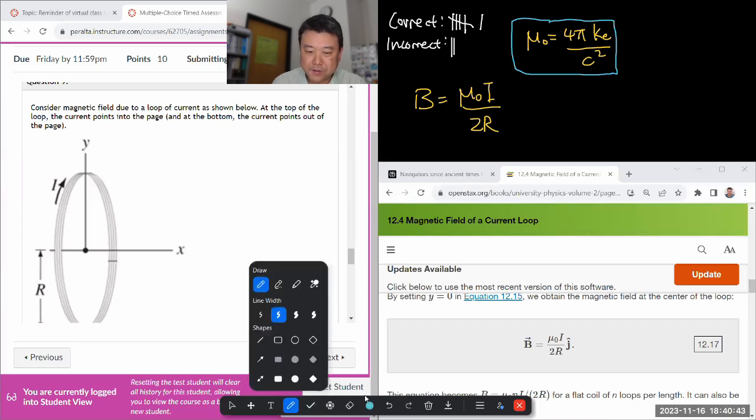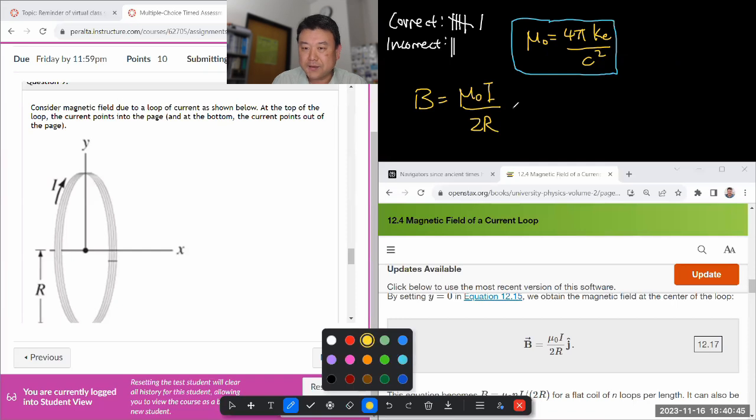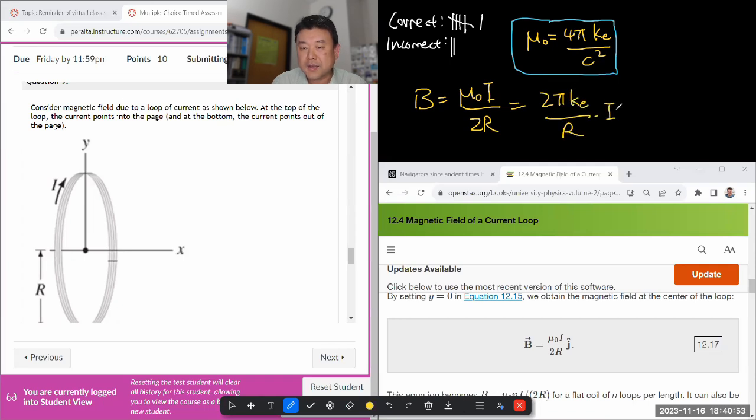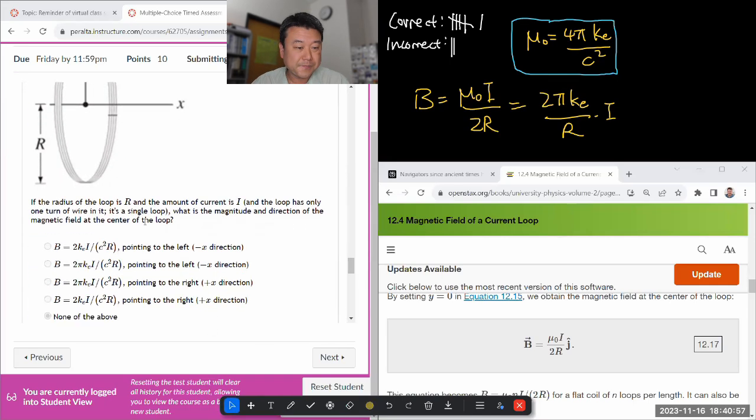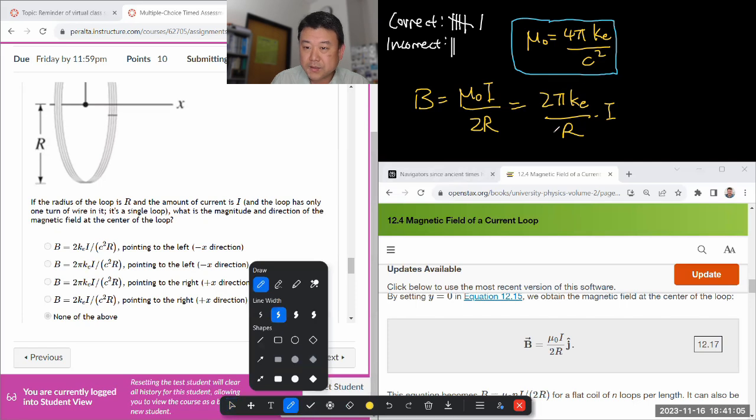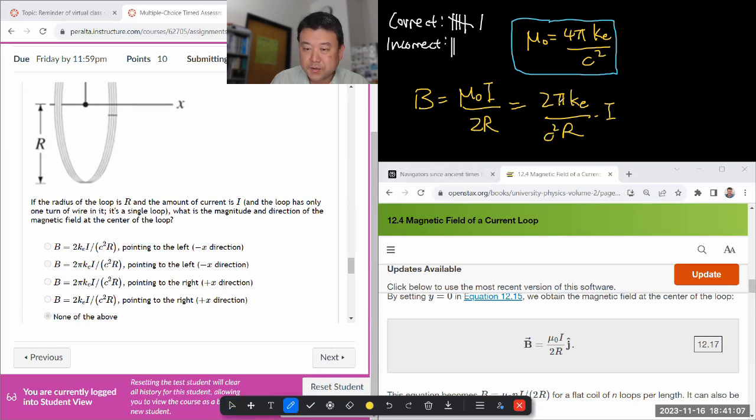Then when I work through this, now what I have is plugged in, 2 cancels out 4, so 2 pi Ke over R times I. That should be the expression for the magnetic field. So 2 pi Ke over I. Oh wait, did I forget c squared? 2 pi Ke over c squared R.